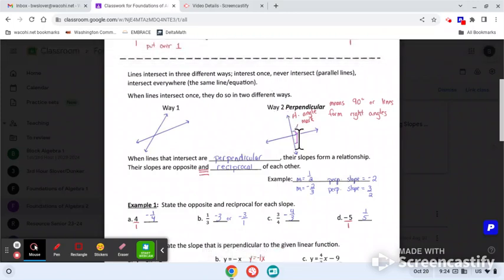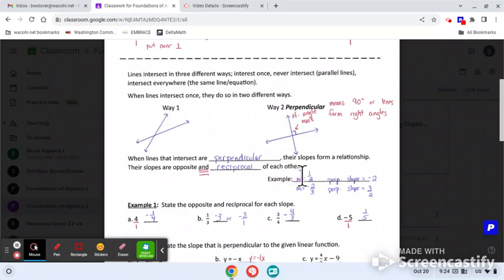They are perpendicular. You might have seen that symbol before. It just means that I have a right angle. It means these 2 lines form a 90-degree angle, and that's something special. We call those lines perpendicular, and their slopes form a relationship. Their slopes are opposite and reciprocal of each other. That's why we did that warm-up. We practiced what an opposite was, we practiced what a reciprocal was, and we're going to use that today.